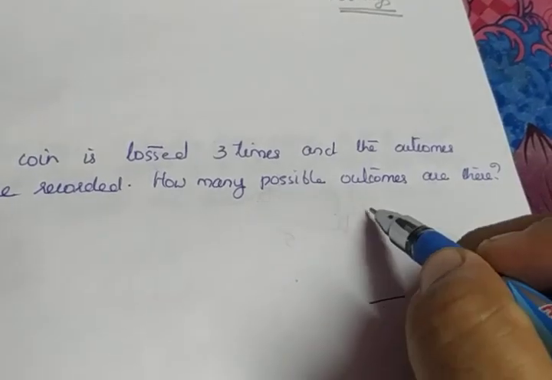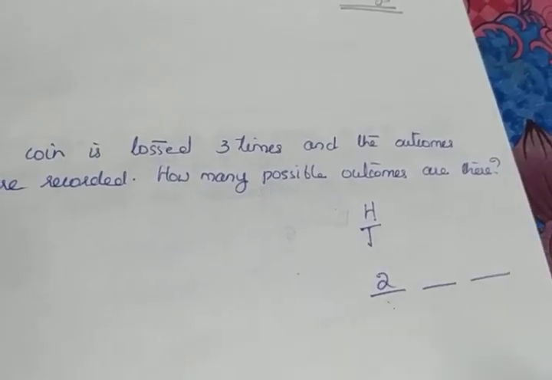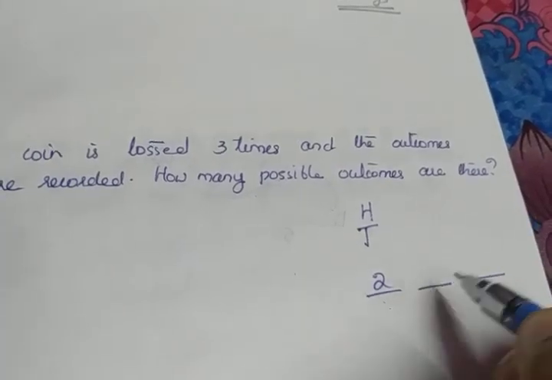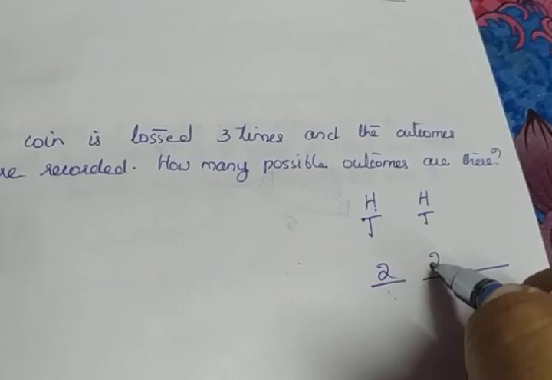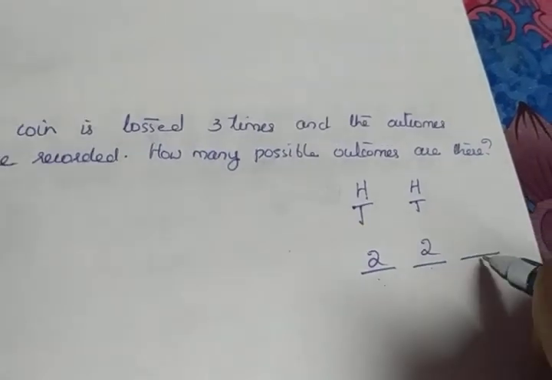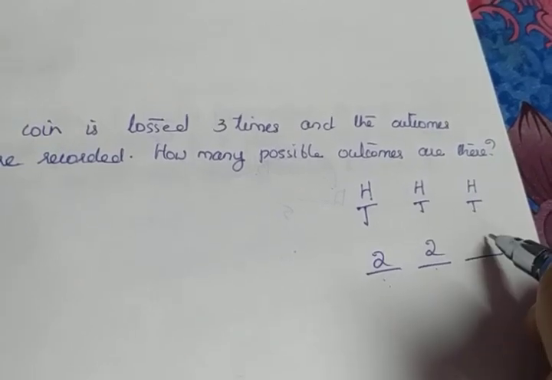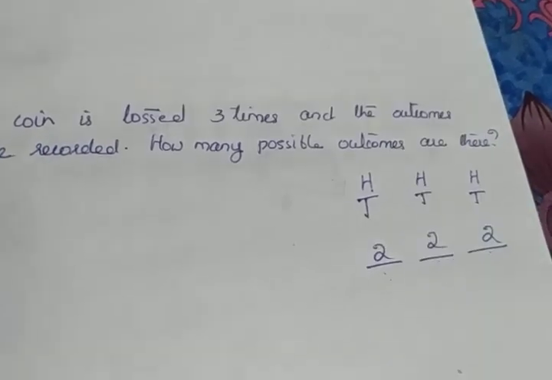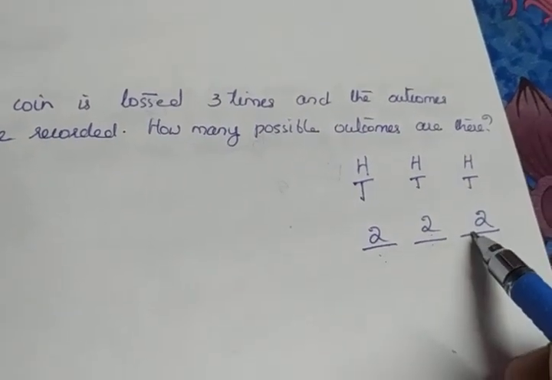In the first toss, either it can be head or it can be tail. So there are 2 ways. In the second toss also, either it can be a head or it can be a tail, so again it can be in 2 ways. In the third toss also, either it can be a head or a tail, so the number of ways is 2. What is the total number of possible outcomes? 2 into 2 into 2, which is 8.